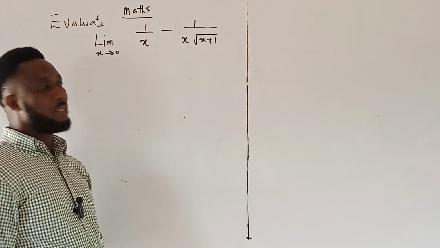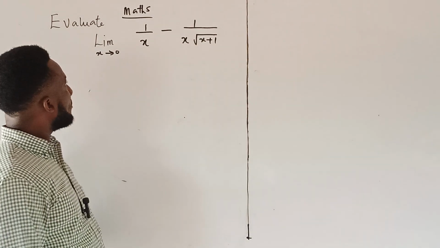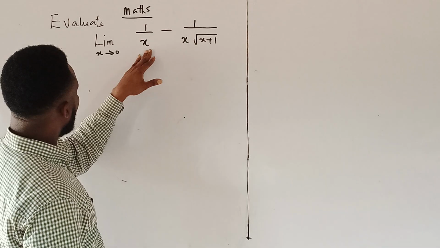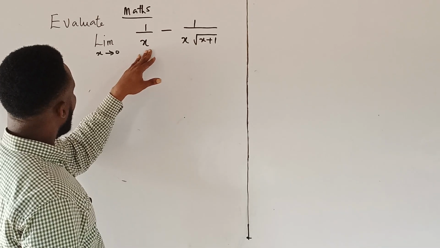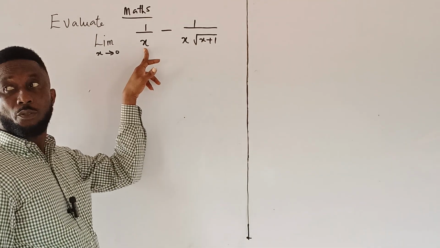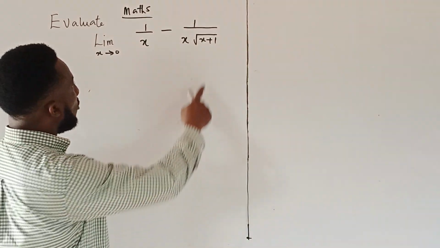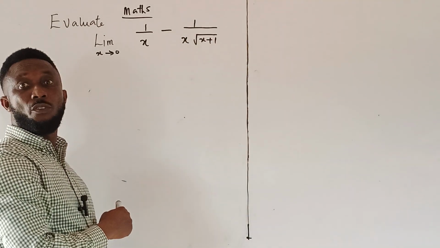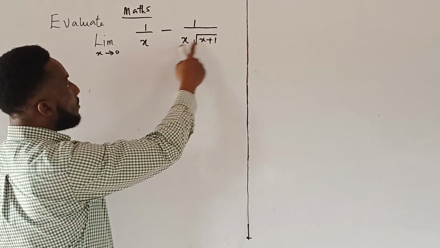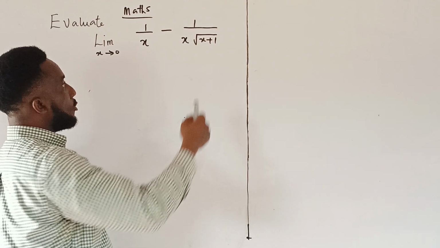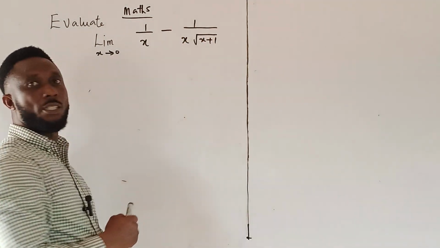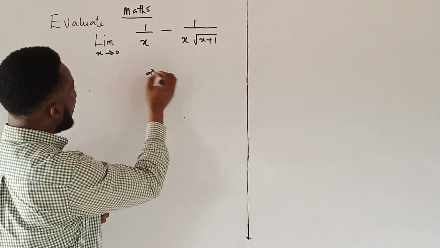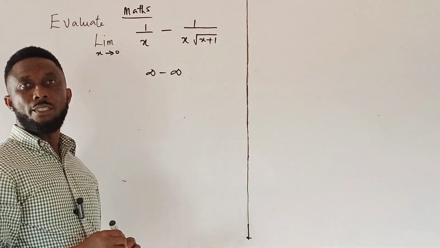For every problem on limit, it is customary we test. Now, if I plug s equal to 0 in this first variable here, I will have 1 divided by 0. That will give infinity. For the second one, I will have 1 divided by 0 multiplied by the square root of 0 plus 1. And if 0 multiplies anything, it becomes a 0. So we also have 1 divided by 0, which is infinity. So in both cases, we are going to be having infinity minus infinity, which is indeterminate.